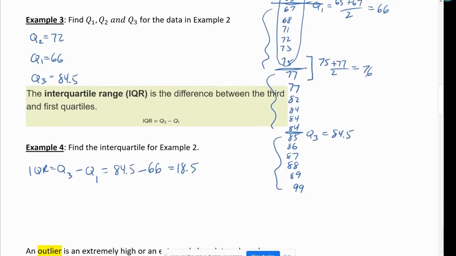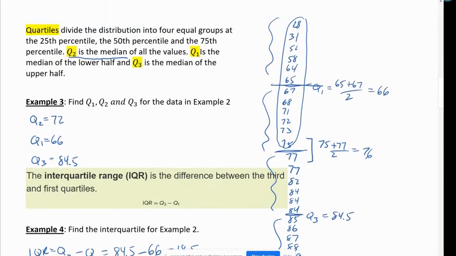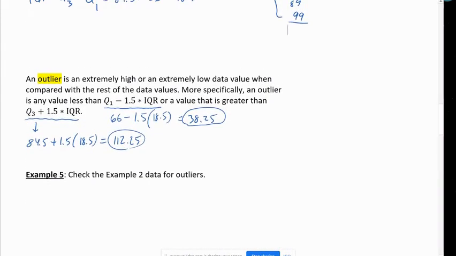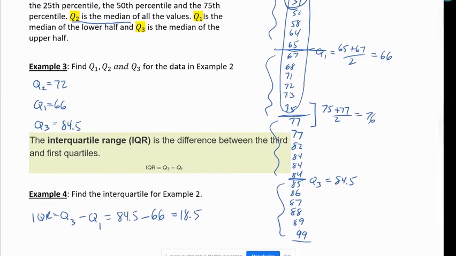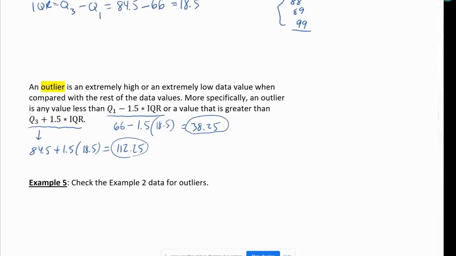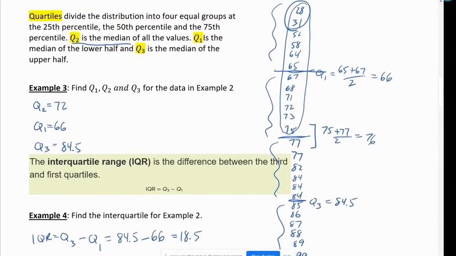So if we look at our data, there are no values above 112, but there are values below 38.25. So these two would be considered outliers. 28 and 31 are outliers. Okay, so they're very small compared to the rest of the data.